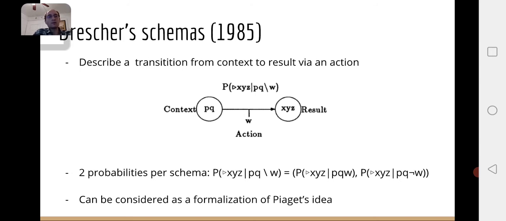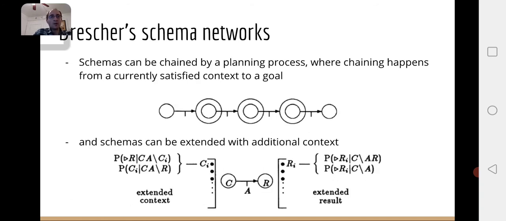So this is essentially how it works. And those schemas can be changed by a planning process or chunking process, where the chaining happens from a currently satisfied context to a certain goal state to achieve. And the issue here is, of course, how to build those schemas.